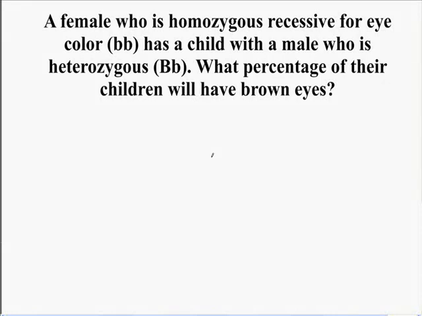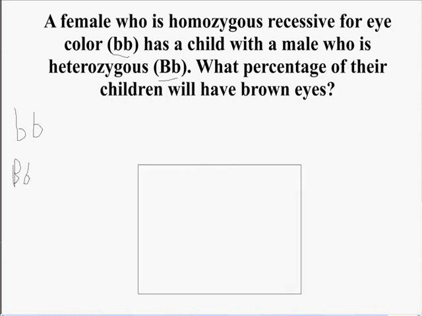It says, a female who is homozygous recessive for eye color has a child with a male who is heterozygous. What percentage of their children will have brown eyes? First I'm going to copy down the parent genotypes that were given in the problem. Lowercase b, lowercase b, and capital B, lowercase b. And then to predict the possible offspring, I'm going to create a Punnett square.